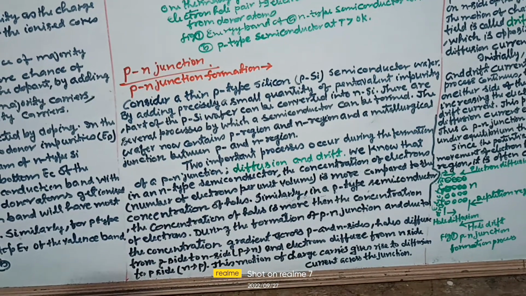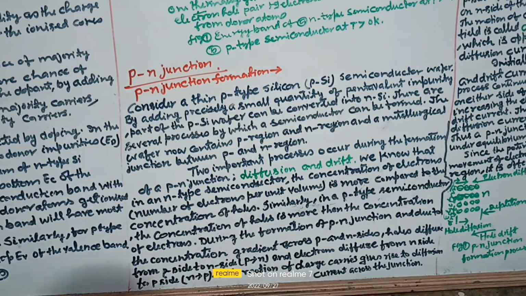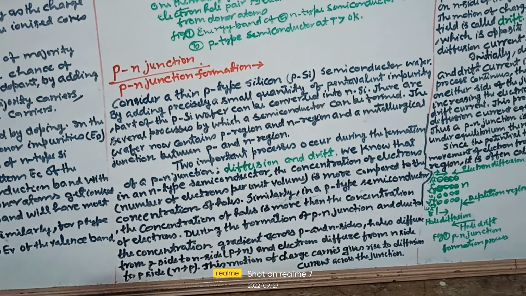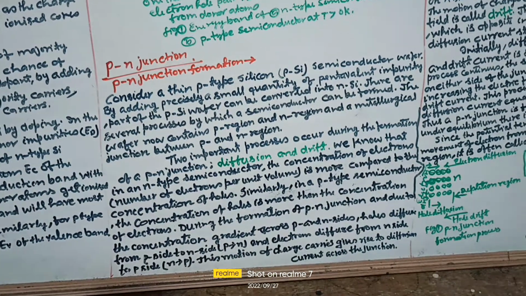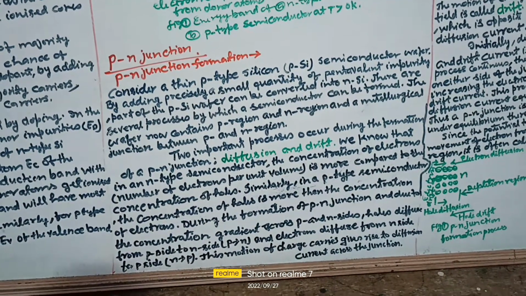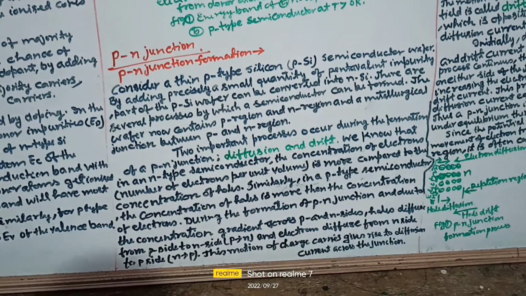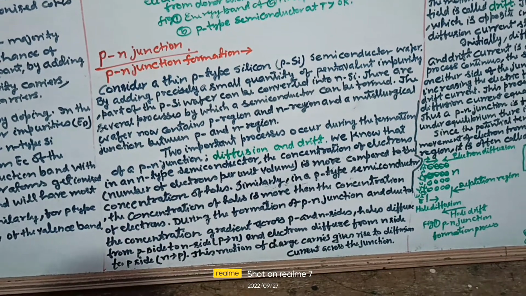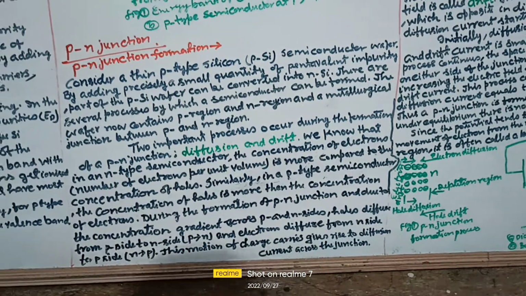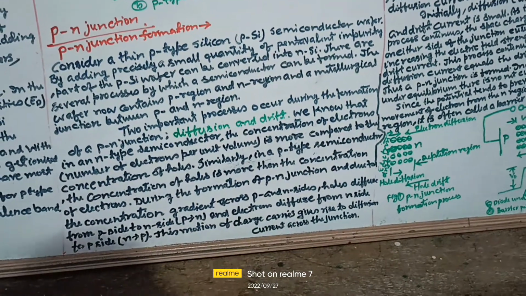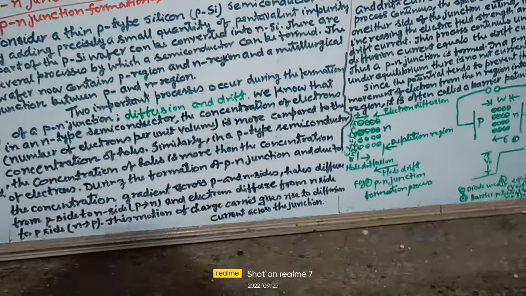We know that in an n-type semiconductor, the concentration of electrons, the number of electrons per unit volume, is more compared to the concentration of holes. Similarly, in a p-type semiconductor, the concentration of holes is more than the concentration of electrons. During the formation of a p-n junction, due to the concentration gradient across P and N sides, holes diffuse from P side to N side, and electrons diffuse from N side to P side. This motion of charge carriers gives rise to diffusion current across the junction.